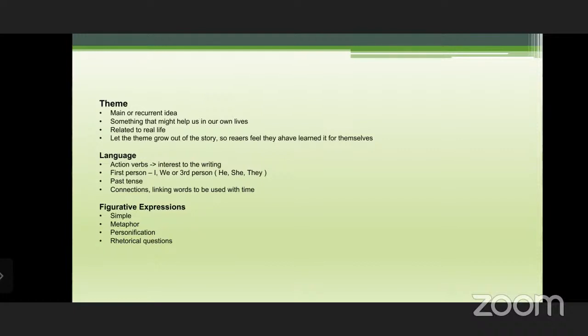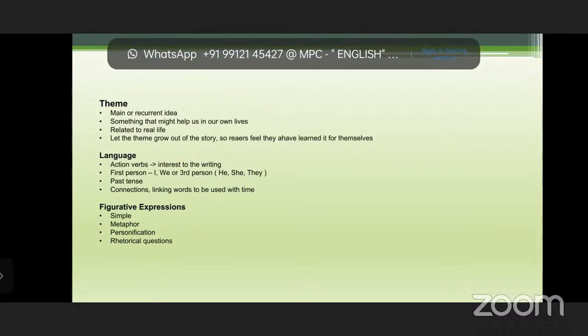Apart from all these features, language is the most important thing while we are writing a story. It should contain action verbs, as they add interest to the writing. If we want to write a story, we can use the first person, I or we, or the third person, like he, she, it. The story is written in past tense, and appropriate connectives and linking words are to be used with the time. While following the language, you must include figurative expressions.